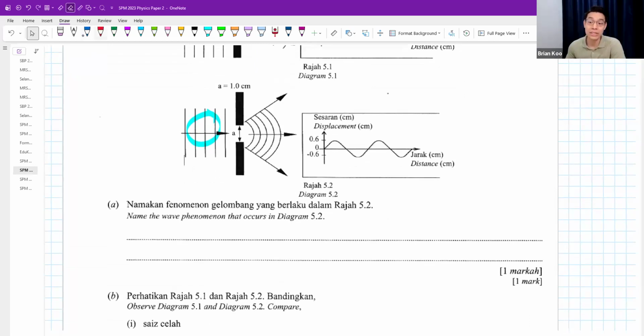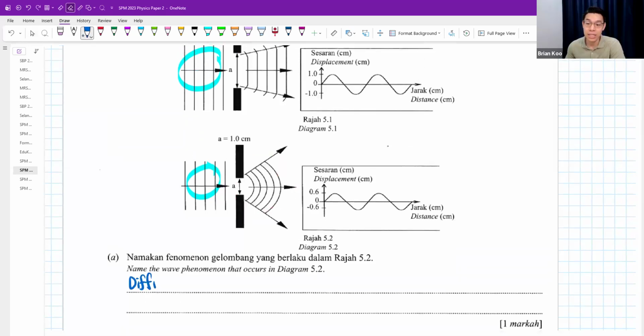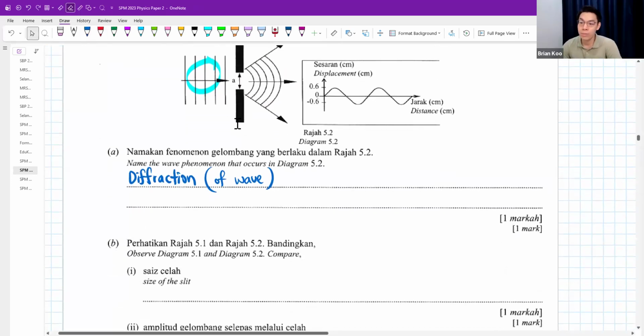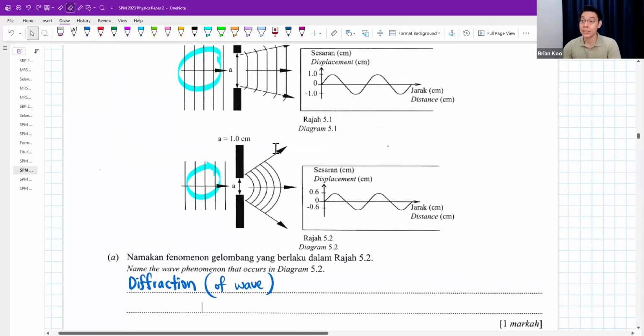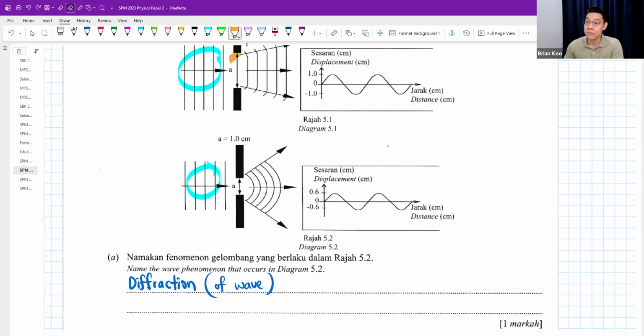It's called diffraction. Diffraction means spreading of wave. Okay, diffraction is fine. If you want to write diffraction of wave also can, but the "of wave" is optional. I put in bracket. In bracket meaning optional. Then observe the two diagrams. Compare the size of slit. Diagram 5.1 has a bigger slit compared to 5.2.